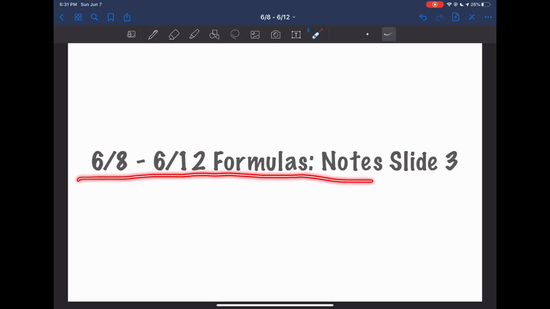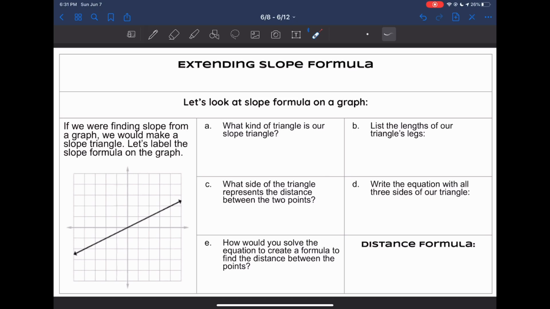Notes on formulas, here are the notes for slide 3. On slide 2, we reviewed the slope formula. On this one, we're going to extend it a little bit further to get another formula for this week. So a reminder, our slope is y2 minus y1 over x2 minus x1.